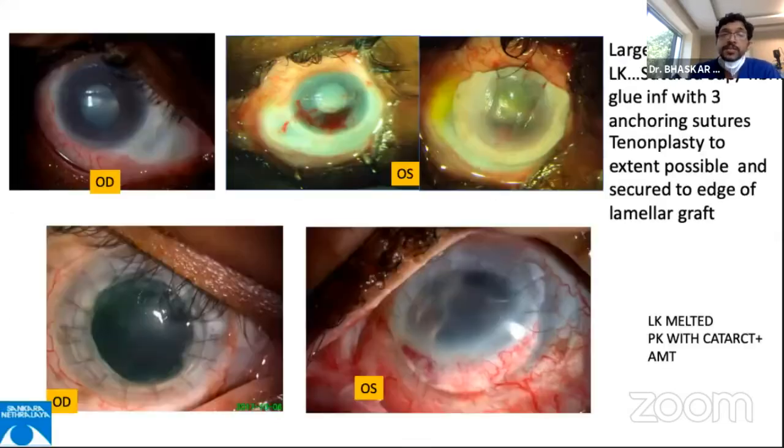Tectonic procedures in the acute stage: if you have in addition a perforation, this needs to be addressed. Now this patient had a perforation, the peripheral sclera is also ischemic, so you can't suture it.